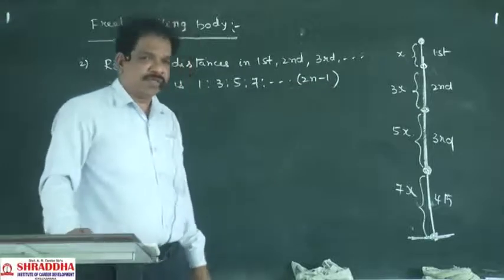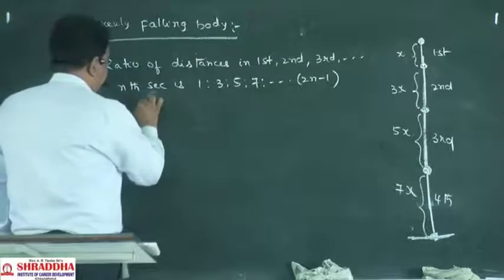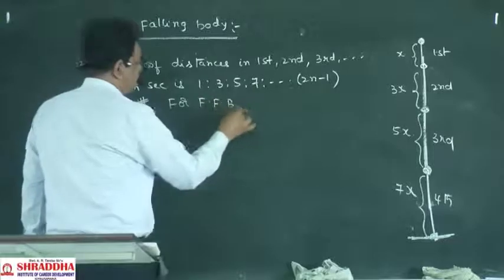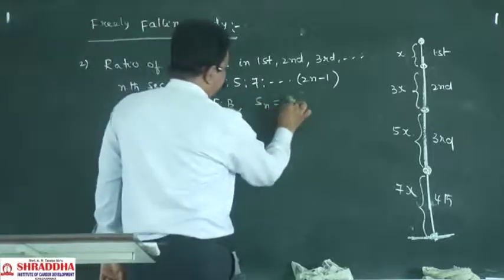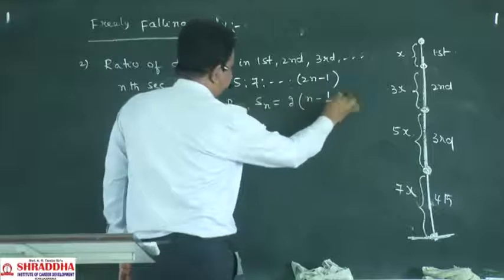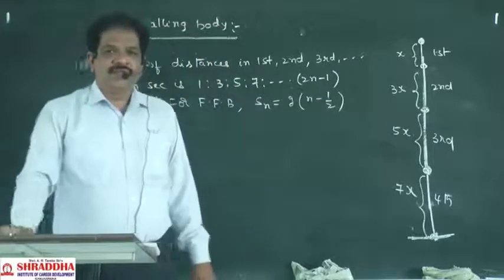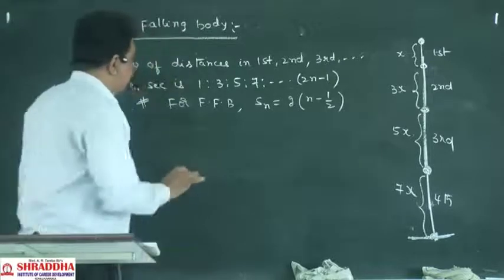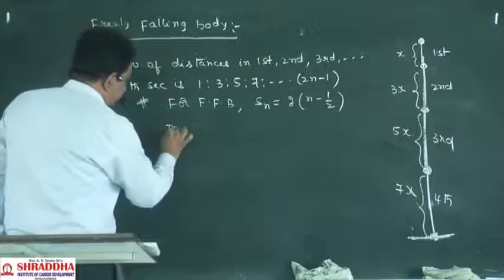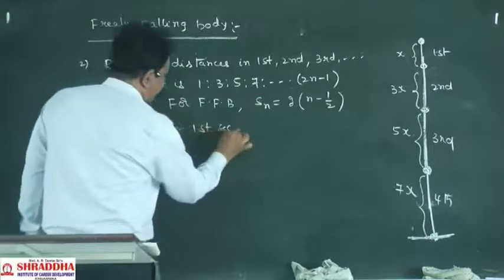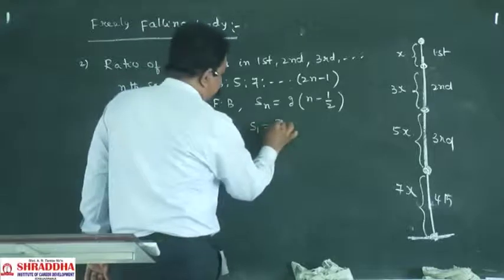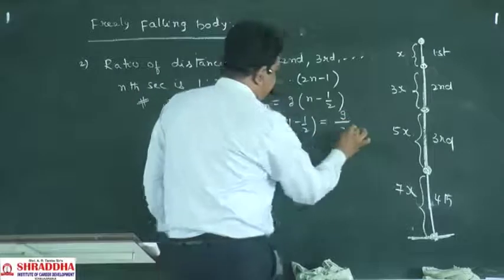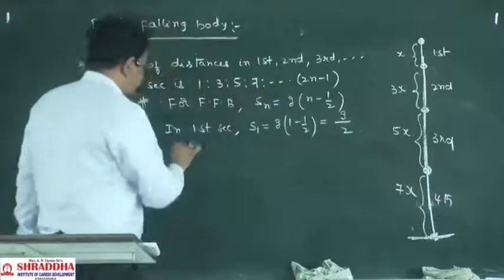How this came? See, for a freely falling body, Sn is equal to g into n minus half. Here what will happen? In the first second, S1 is equal to g into 1 minus 1 by 2. This value will be g by 2.